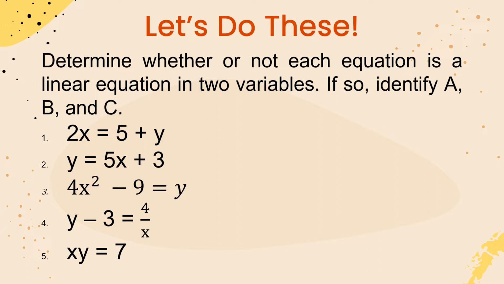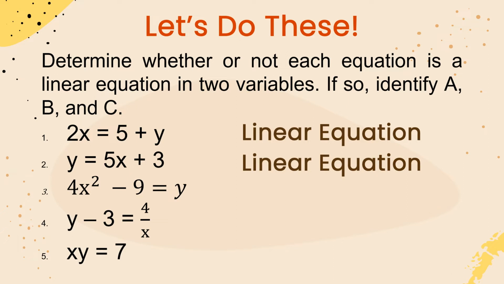So let me reveal the answers. For number 1, correct, that is a linear equation. And if we are going to identify the value of a, b, and c, a is equal to 2, b is equal to negative 1, and then c is equal to 5. For the second one, you are also correct. That is also a linear equation. The value of a is equal to 5, b is equal to negative 1, and then c is equal to negative 3.